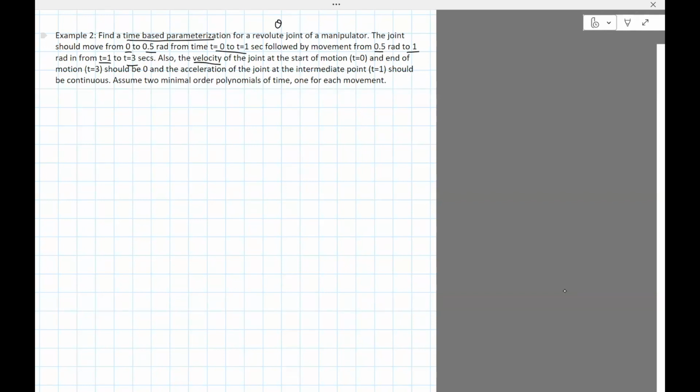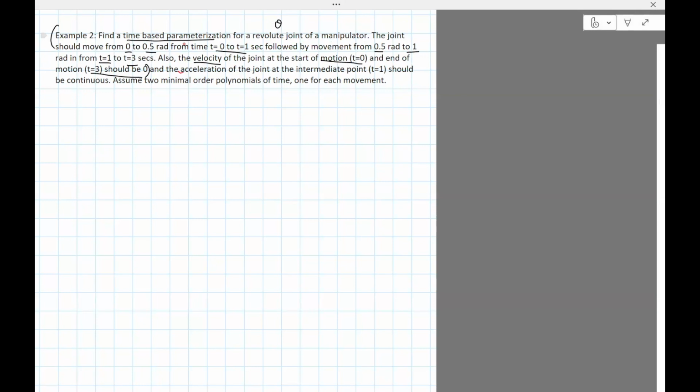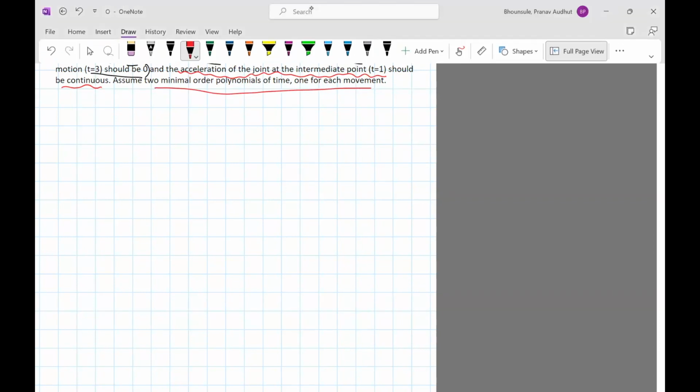Velocity of the joint should be 0 at the start, and should be 0 at the end. So all these things are the same as the previous question. What has changed is this statement: the acceleration of the joint at the intermediate point should be continuous. Okay, and assume two minimal order polynomials.